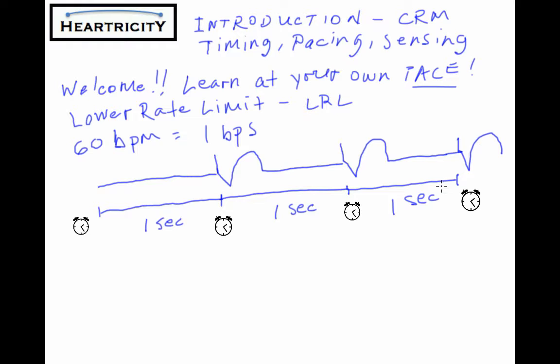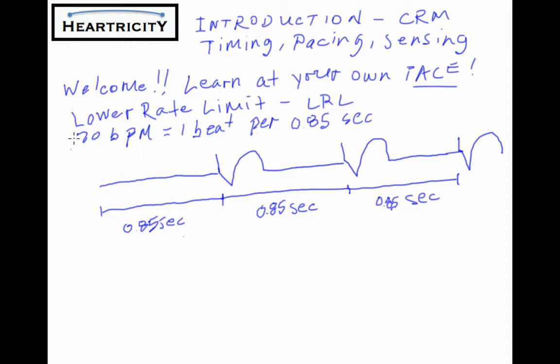So let's say instead of 60 beats per minute, we set our lower rate limit to 70 beats per minute, meaning the device won't allow the rate to go below 70 beats per minute.